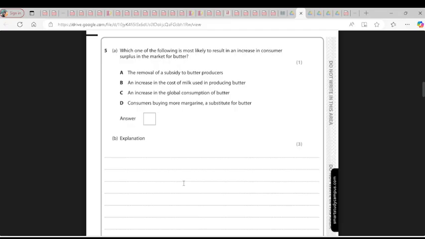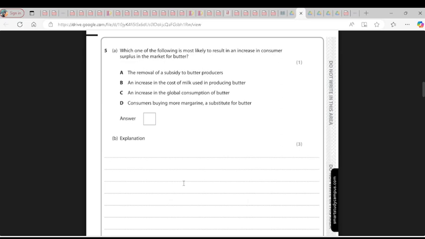It is C because an increase in the global consumption of butter means there's an increase in the demand for butter. So if there's an increase in the demand for butter, it would mean that consumers are paying less than the amount they are willing to pay. It means consumer surplus is increasing, based on the fact that whatever the price is, consumers can still pay more than that, and that is why they are increasing their demand. You get it? Consumers buying more margarine, a substitute for butter. It's not this.